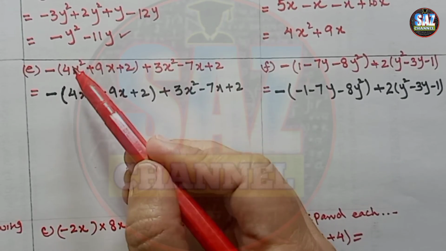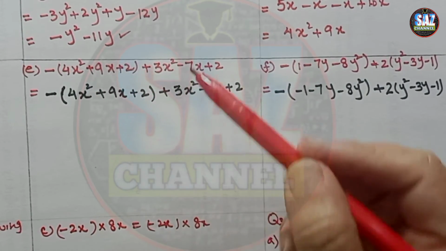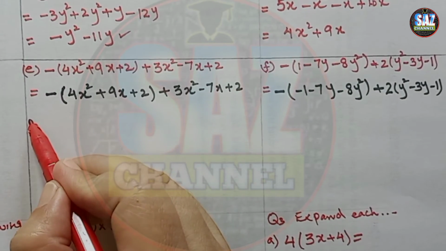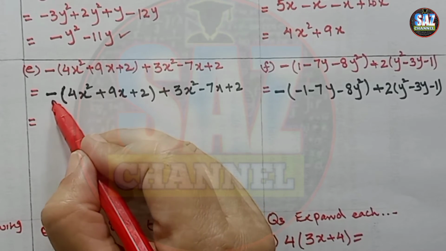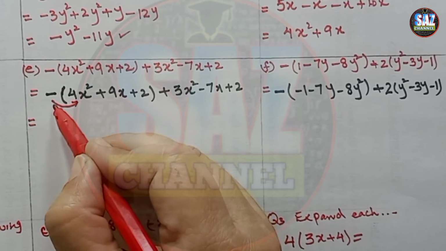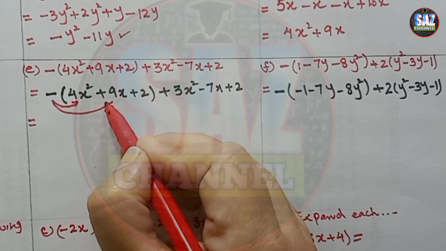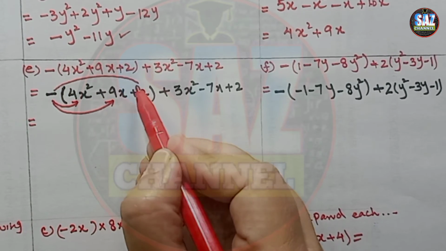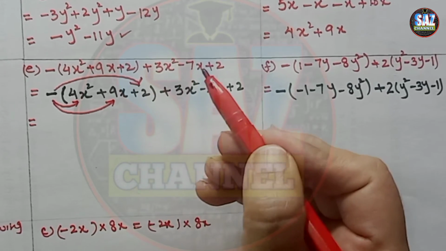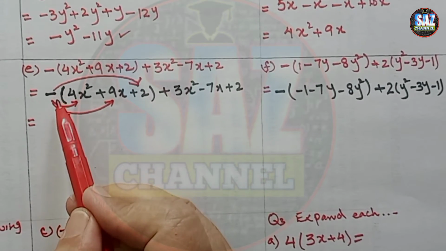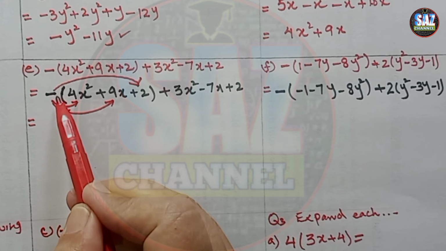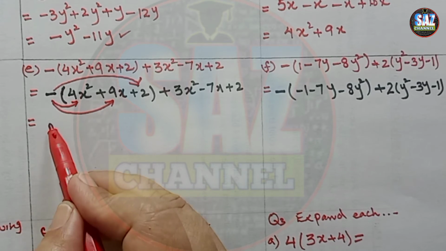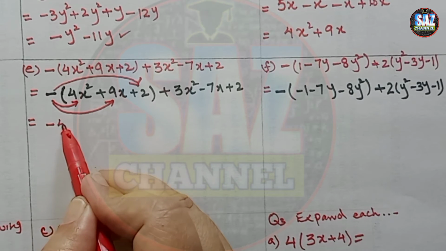Rewrite the question and compare it carefully, so that there is no mistake while copying down the question. Now after this, we have to apply the distributive property carefully: whatever is the number outside the bracket has to be multiplied with every term inside the bracket. Now there is a minus sign, or minus 1, outside. When minus 1 is multiplied by positive 4, it will become minus 4x square.